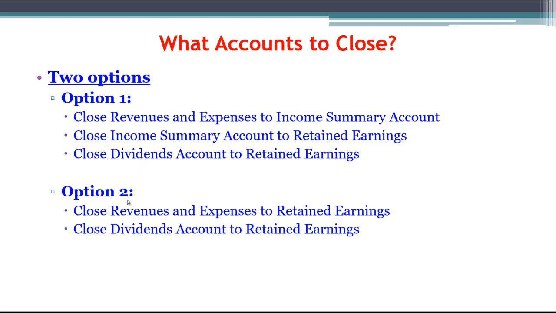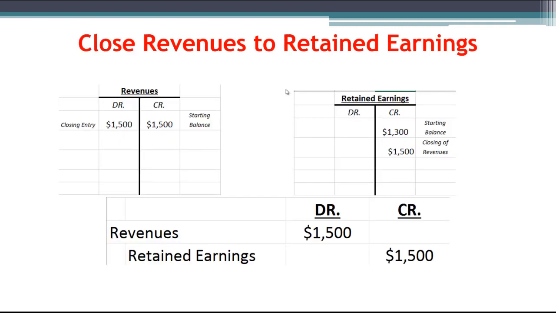That's one option. The other option is to close revenues directly to retained earnings, just bypassing income summary, close expenses directly to retained earnings, and then close dividends to retained earnings. So the big question is, do you want this very temporary income summary account or not? It adds an extra step, as you can see here. Do we need it or not? Here we are going to use option 2, go directly to retained earnings.